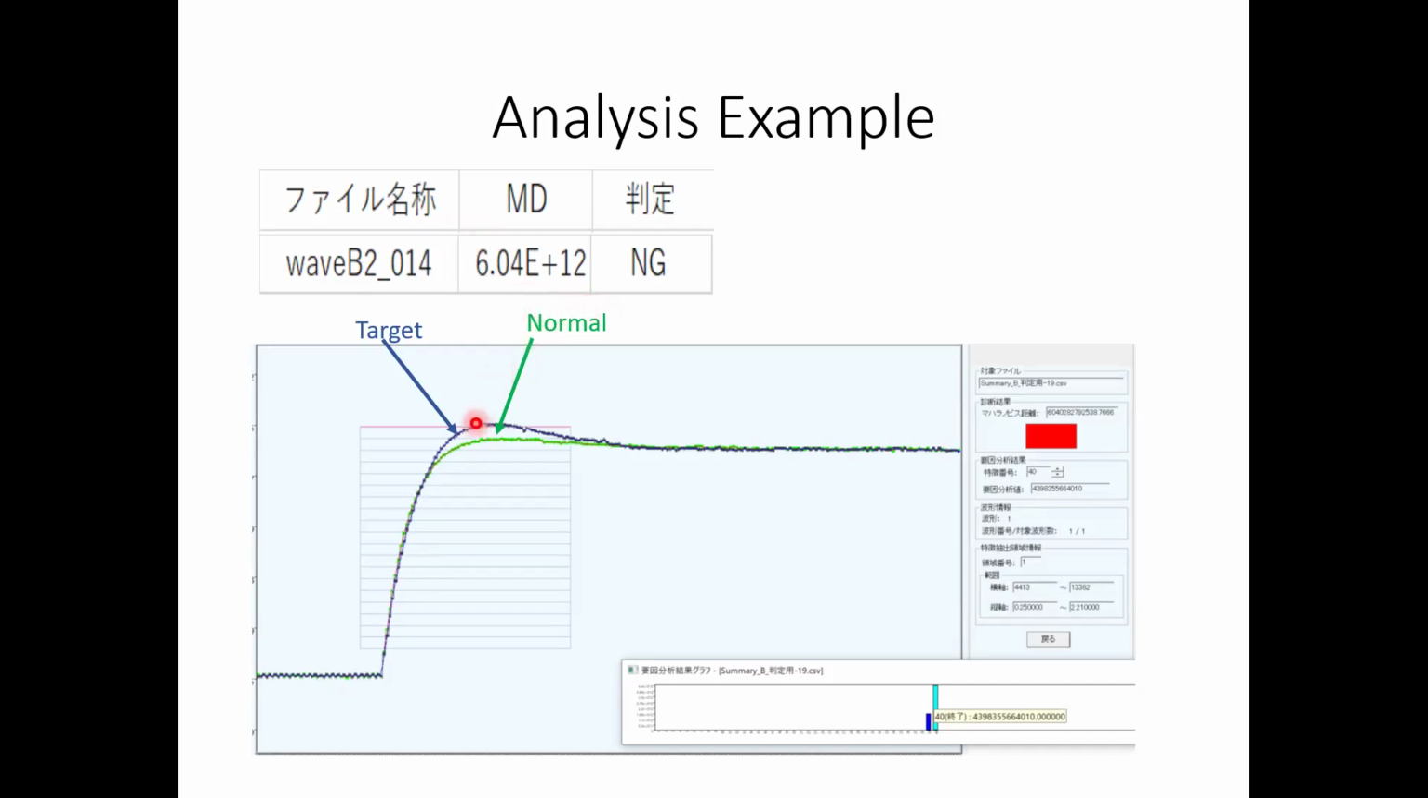The overshoot, this is normal, this is target. The overshoot is large relative to the green normal waveform. Probably a normal waveform would never reach this height. In such a case, there may be an abnormality in the clutch section that transmits rotation.